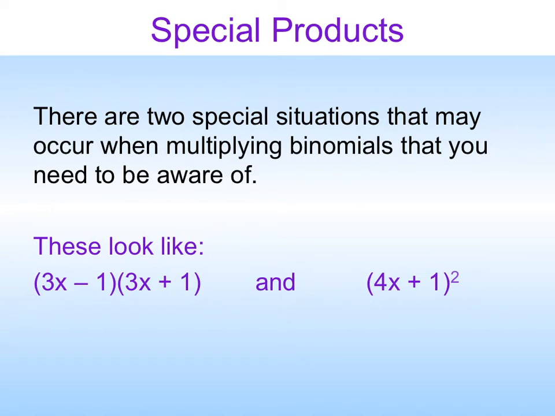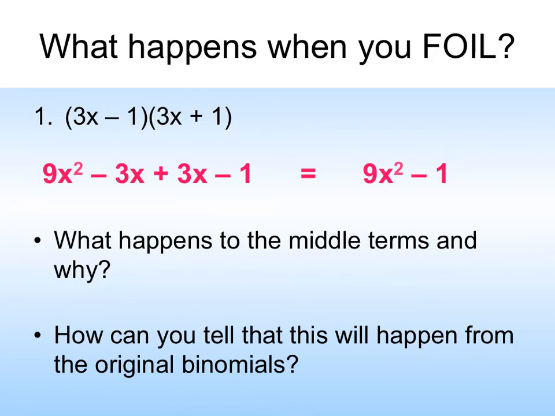So we're going to look at two different special situations that may occur when you're multiplying binomials that you need to be aware of. I have an example of what each of these may look like, and we're going to break them apart first and see if we can figure anything out about them, and then we will talk about how you can actually solve these using shortcuts if needed.